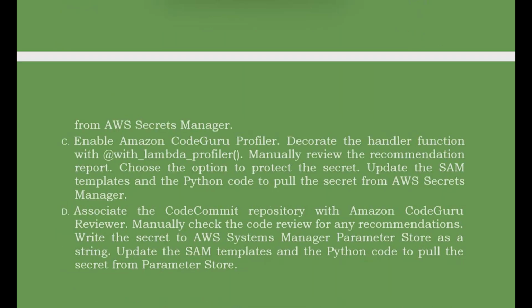Option D, associate the CodeCommit repository with Amazon CodeGuru Reviewer. Manually check the code review for any recommendations. Write the secret to AWS Systems Manager parameters stored as a string. Update the SAM templates and the Python code to pull the secret from the Parameter Store.